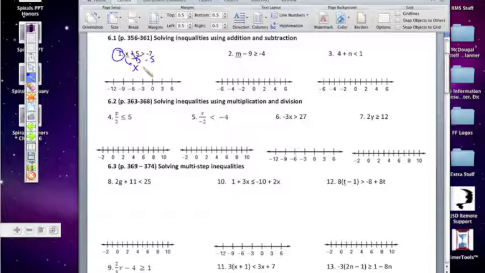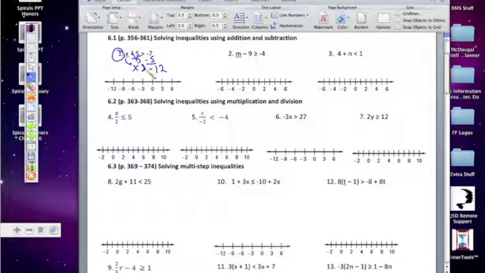X to be greater than negative 7 minus 5. That's like owing $7 and owing another person $5. How much do we owe total? Negative 12.